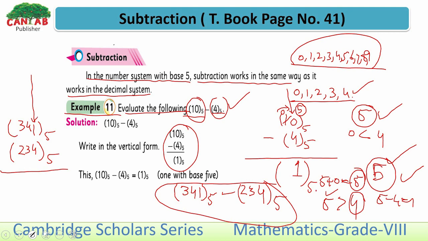Perform subtraction in the first column. Here 1 is less than 4, so we cannot subtract 4 from 1. So we need to borrow from the second column.